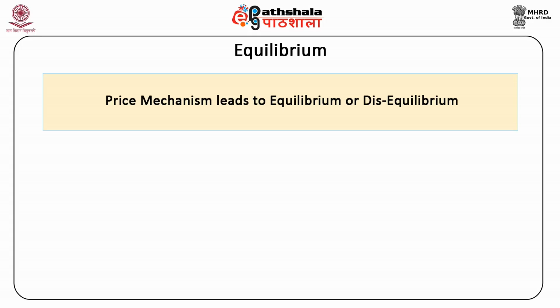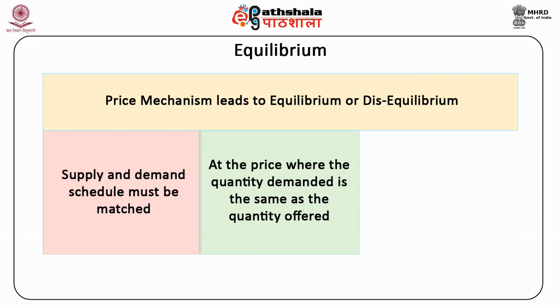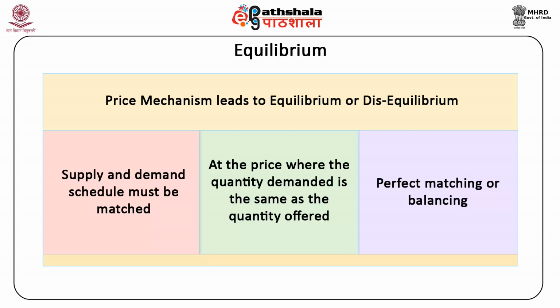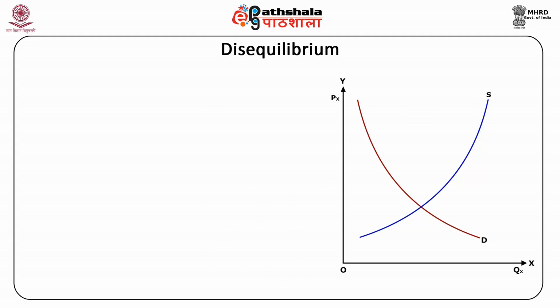To find the equilibrium, the two schedules, supply and demand, must be matched or the two curves superimposed on each other. At the price where the quantity demanded is the same as the quantity offered, that is, at the point where the demand curve and the supply curve intersect, there is a perfect matching or balancing, that is, equilibrium. We shall now talk about the disequilibrium.